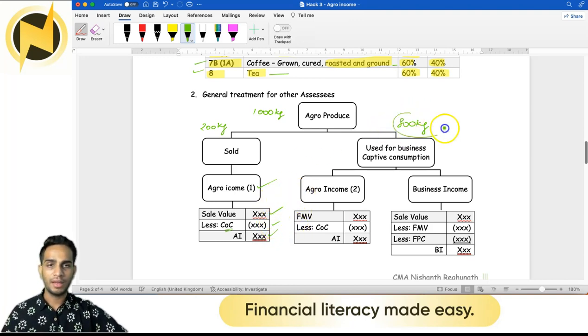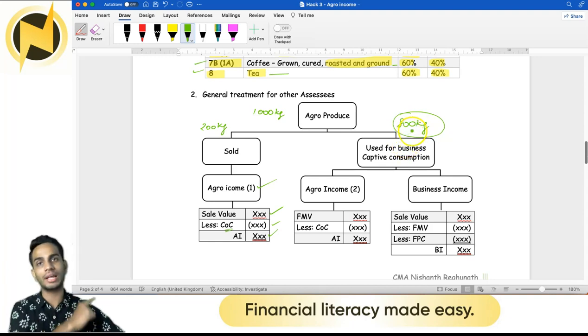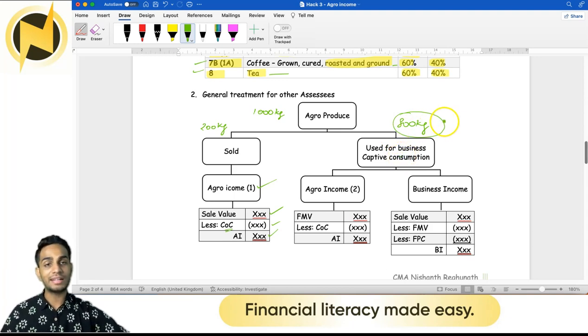Now at the same time, 800 kg was used to make Lay's. What to do here? Number one, find a notional agricultural income. By notional agricultural income, what it means is, if this 800 kg had been sold in the open market, what would the company have received? That is the fair market value for 800 kg. Reduce the cost of cultivation for that 800 kg, and you get your NAI, notional agricultural income. Because you're not actually receiving it, this is a notional calculation.